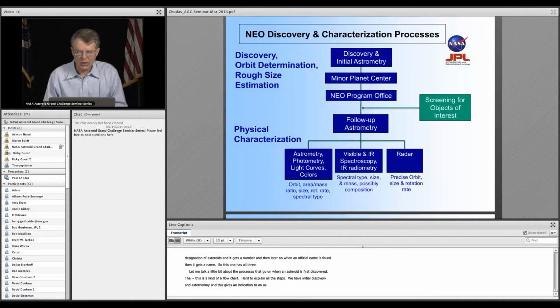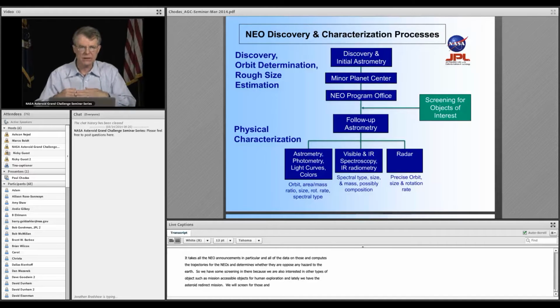The NEO program office here in the middle takes all of the NEO announcements in particular and all of the data on those and computes the trajectories for the NEOs and determines whether they pose any hazard to the Earth. So we have some screening in there because we're also interested in other types of objects, such as mission accessible objects for human exploration. And lately the asteroid redirect mission is interested in certain objects, so we'll screen for those and pay special attention to those.